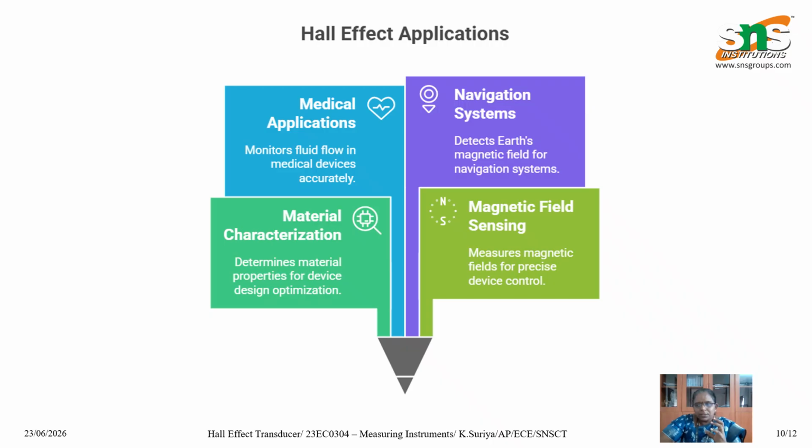Hall effect transducers have a wide range of applications. In the automotive industry, they are used for wheel speed sensing, crankshaft position sensing, and anti-lock braking systems. In industrial automation, they are used for proximity sensing and motor control. In power electronics, they are used for current measurement. In consumer electronics, such as smartphones and laptops, Hall sensors are used for magnetic switch detection, and they are also widely used in robotics for position and motion feedback.